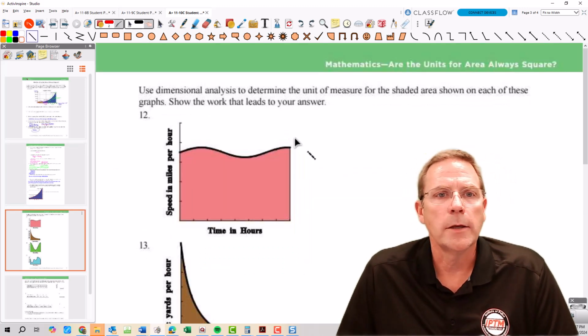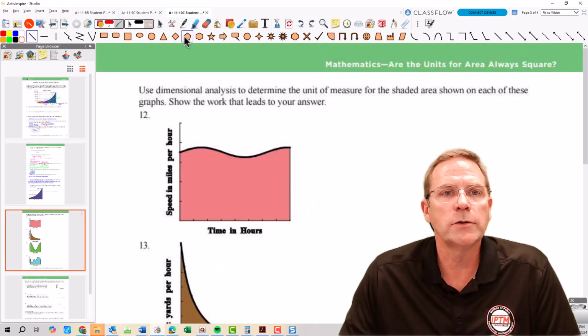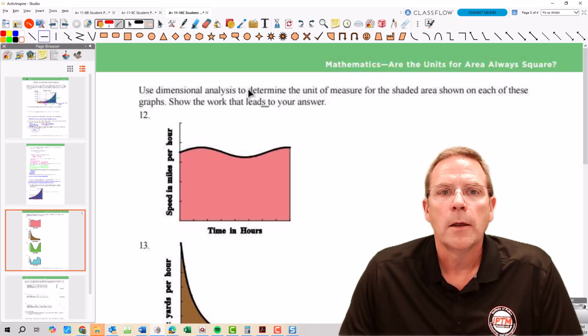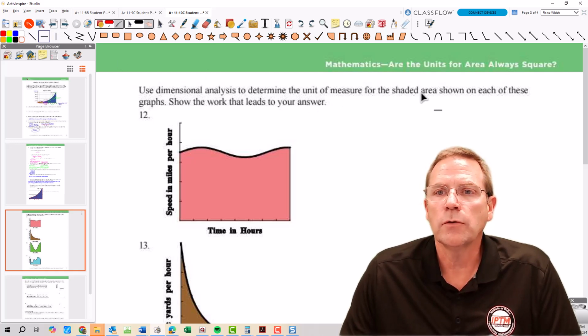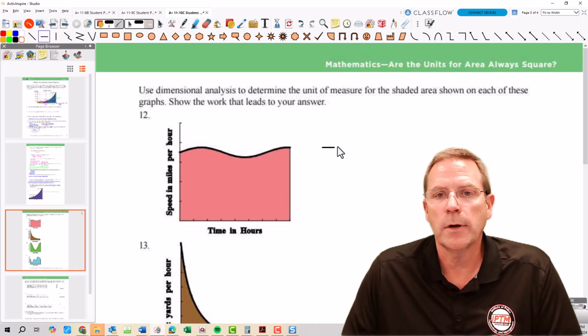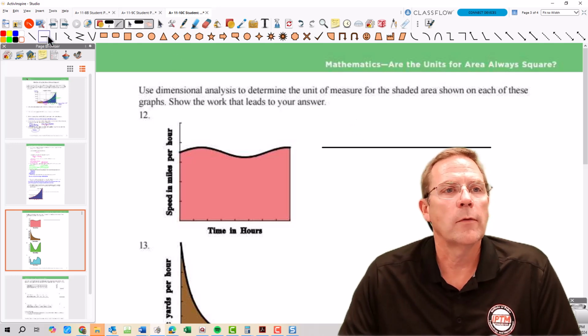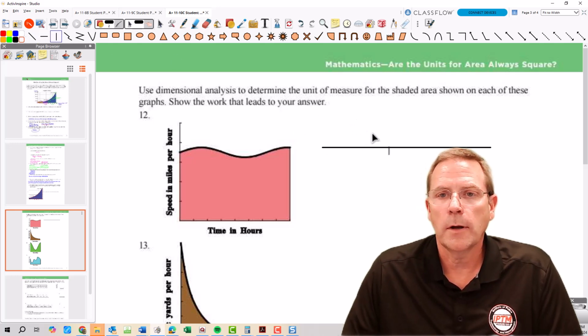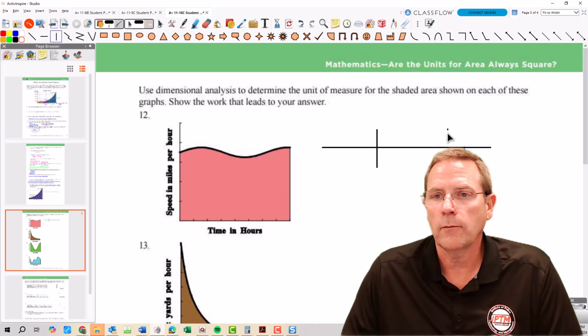Now let's turn the page. For this one, they want us to use dimensional analysis to determine the unit of measure for the shaded area on each of these graphs. Now remember, we're going to be doing a length times a width kind of situation here, so I'm going to take and just set up a dimensional analysis chart here. We're going to do that, and we're going to do this right here, and I'm going to do this right here.